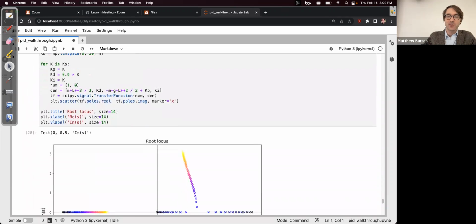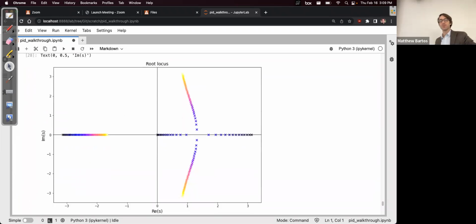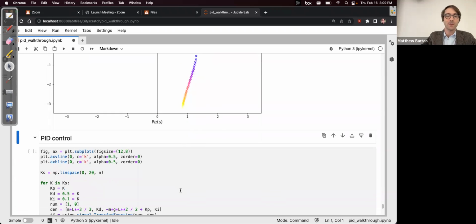For PI control, our poles initially start in these three locations here, but applying the integral gain can actually make it more unstable. So you have this pole here that will eventually move into the right-hand plane. It was already unstable to begin with, but if you apply PI control, or the integral portion of the control, it can sometimes destabilize your system.